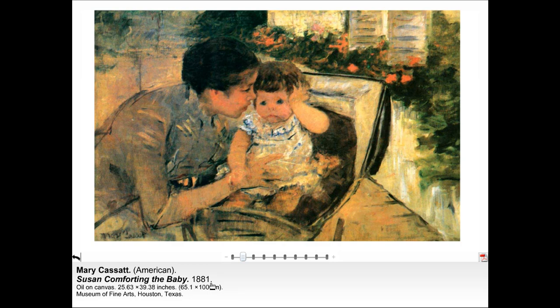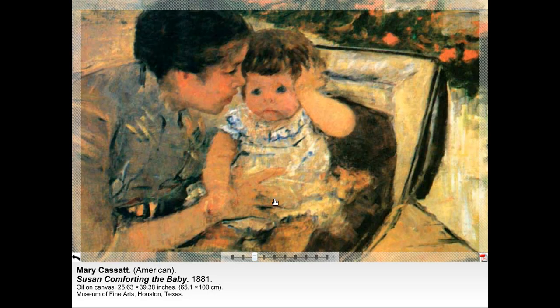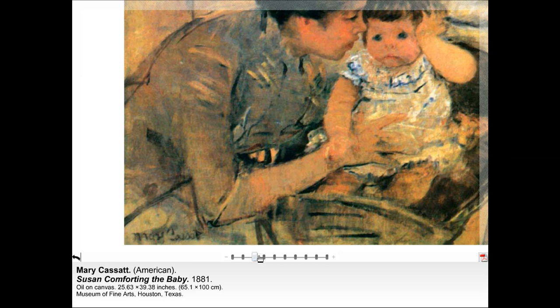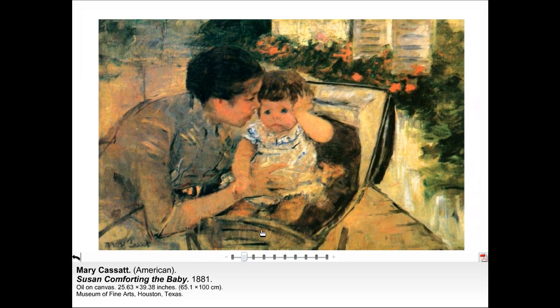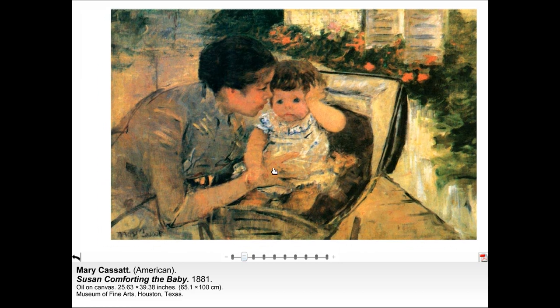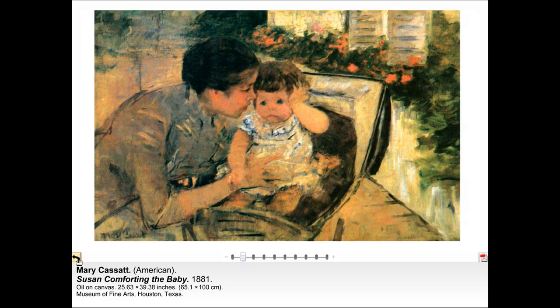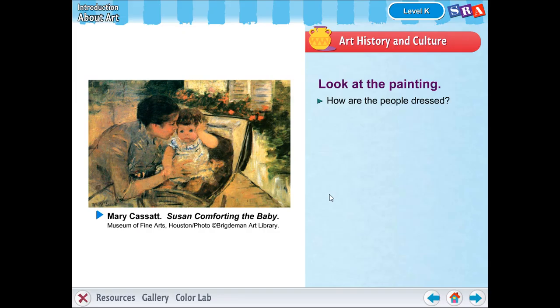But if you were just to look at the painting by itself, you could tell we don't wear those kind of clothes. That's like clothing from the 1800s, from a long time ago. So you can also tell a lot about a painting by how the person is dressed. And it says she's comforting the baby because maybe the baby is sad and he's crying, and she's trying to tell him it's gonna be okay. Everything is gonna be okay, boys and girls.